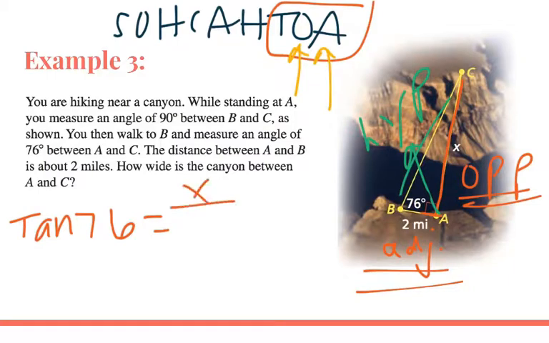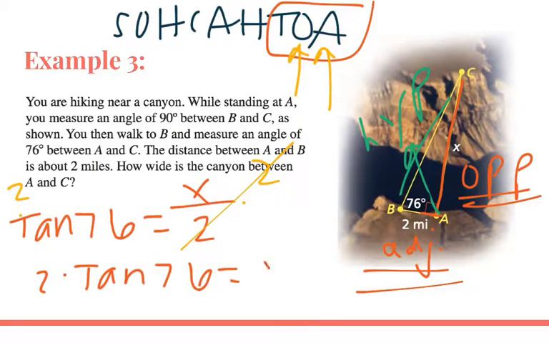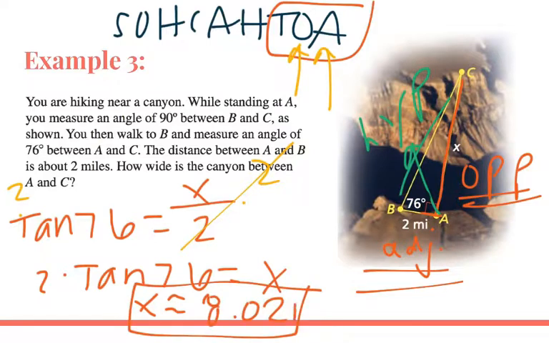So that would be x over 2. And to solve for x, I'm just going to multiply both sides by 2 to get it alone. And so I have 2 times tangent 76 equals x. Typing that in on your calculator, you should get that x is about 8.02. And our units here is miles, so I'll just make sure that I include that.